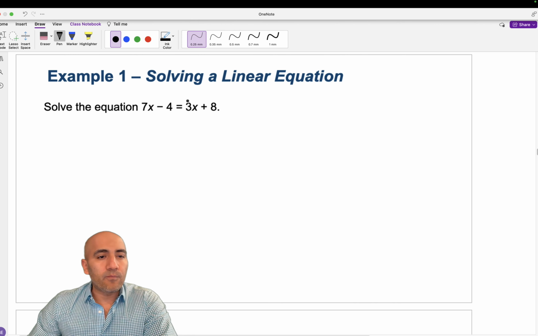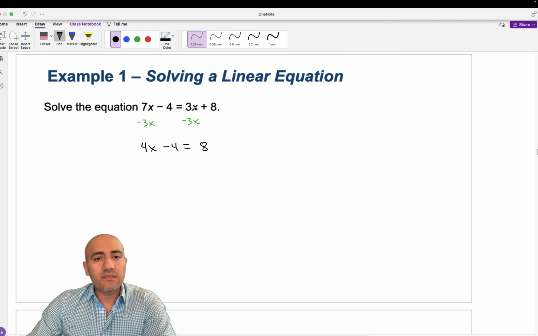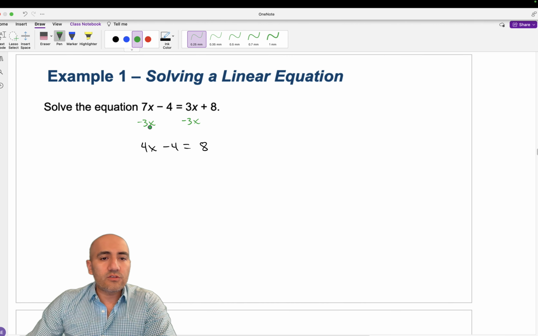All right, so let's look at this example. We have 7x minus 4 equals to 3x plus 8. So the first thing I'm going to do is I'm going to move all the terms that have the variable x onto one side and all the terms that don't have the variable x on the other side. So I'm going to subtract from this side minus 3x, minus 3x. That'll result in a 4x. I'll bring down the minus 4 equals to 8 since 3x minus 3x cancel out and 7x minus 3x becomes 4x. Now I'm going to add plus 4, plus 4.